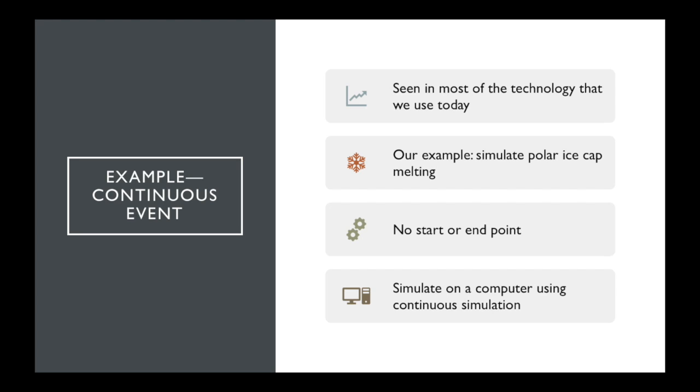Continuous simulation can be seen in most of the technology that we use today because it is used to represent continuously changing systems. An example of where we can use continuous simulation is if we want to simulate the polar ice cap melting. This is a continuous event with no start or ending point, and the polar ice cap will continue to melt and freeze and melt and freeze. Therefore, we can simulate this on the computer using a continuous simulation.